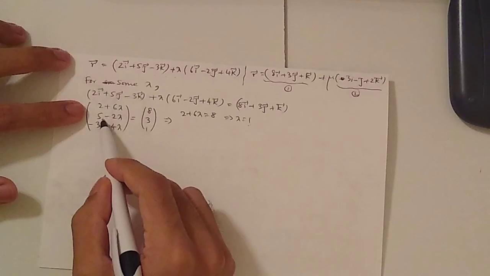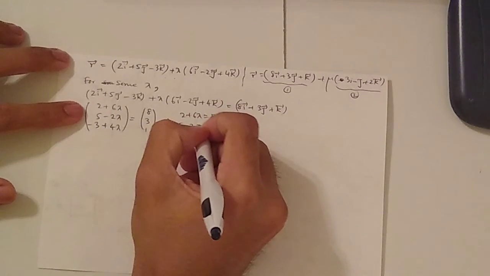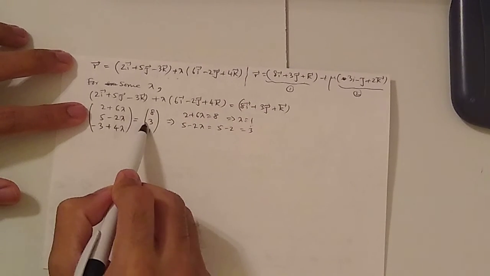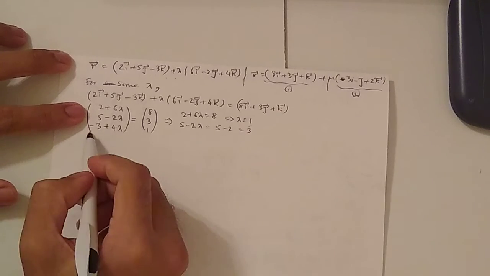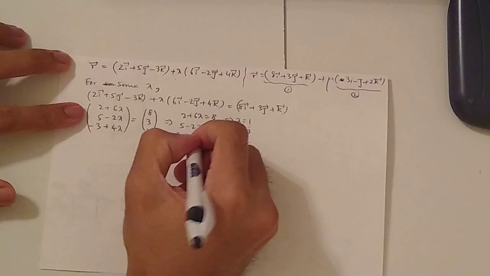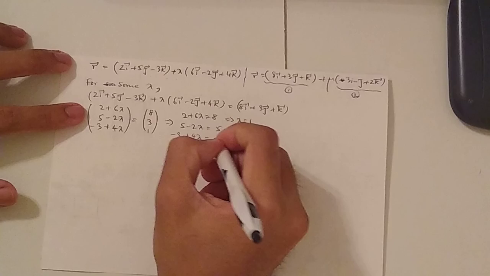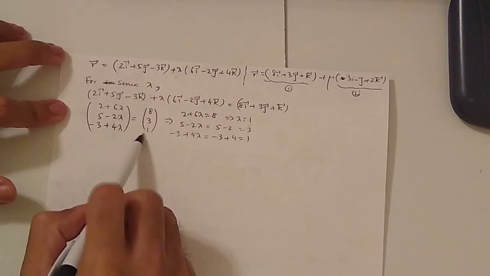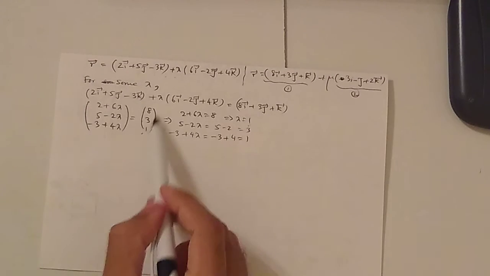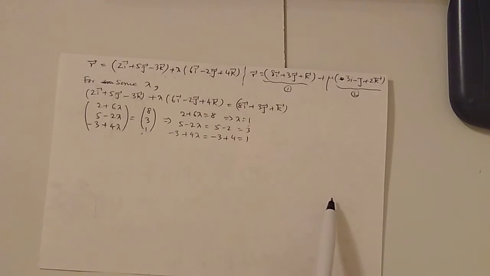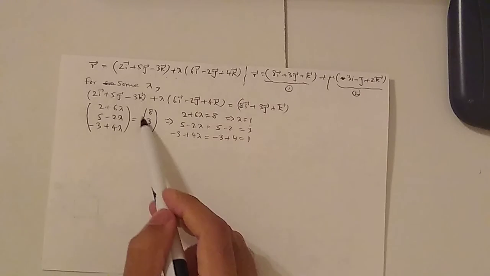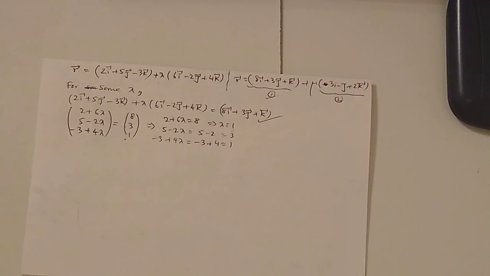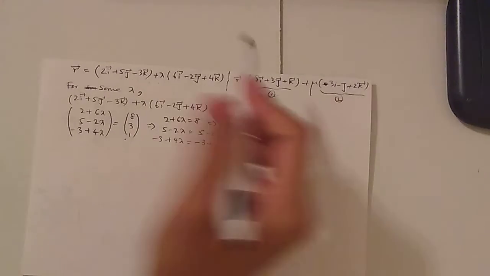So in the second equation, you have 5 minus 2 lambda equals 5 minus 2, which equals 3. So it does match. 5 minus 2 lambda is equal to 3 if lambda is equal to 1. What about this one? We have minus 3 plus 4 lambda, which equals minus 3 plus 4, which is equal to 1. So this is equal to 1 when lambda is equal to 1. In other words, lambda equals 1 satisfies all three equations. So since lambda equals 1 satisfies all three equations, this point does lie on the line, and therefore the first part is proven.